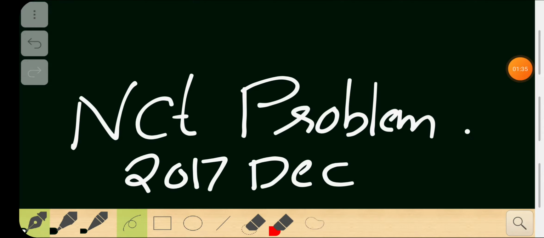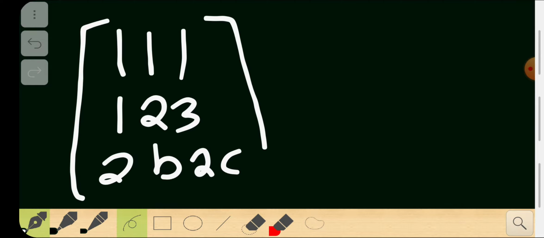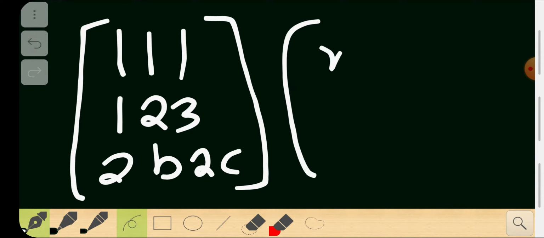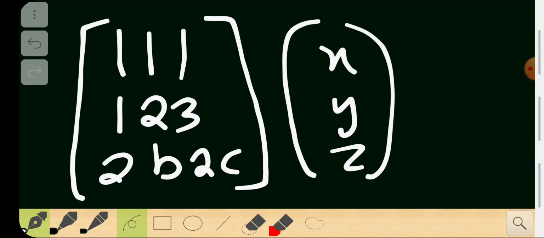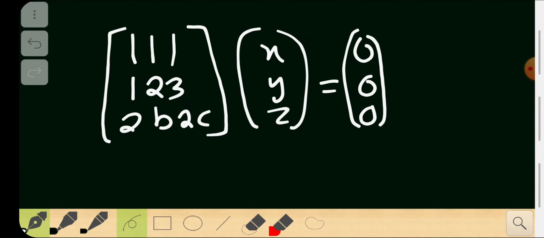So I need to solve this problem. Let's do that, let's do it one by one. Let's write down the question. In the question there was the matrix 1 1 1, then 1 2 3, and then 2 b 2c. This was the matrix, and it is multiplied with x, y, and z, and you get the result 0 0 0. So it consists of three independent equations.